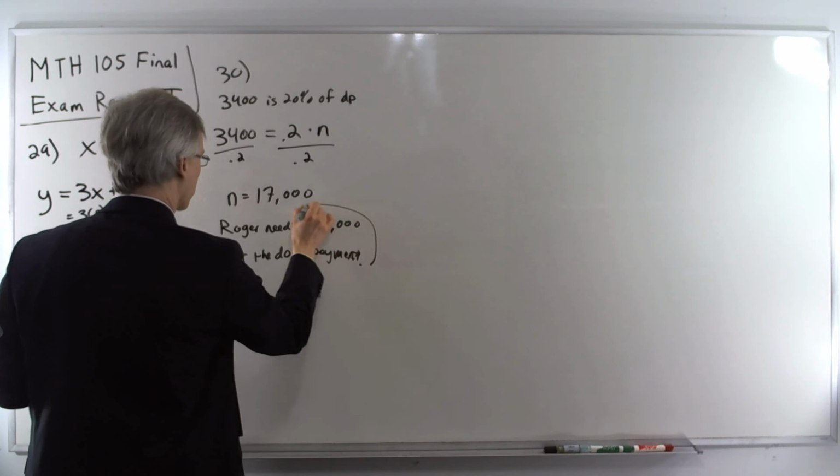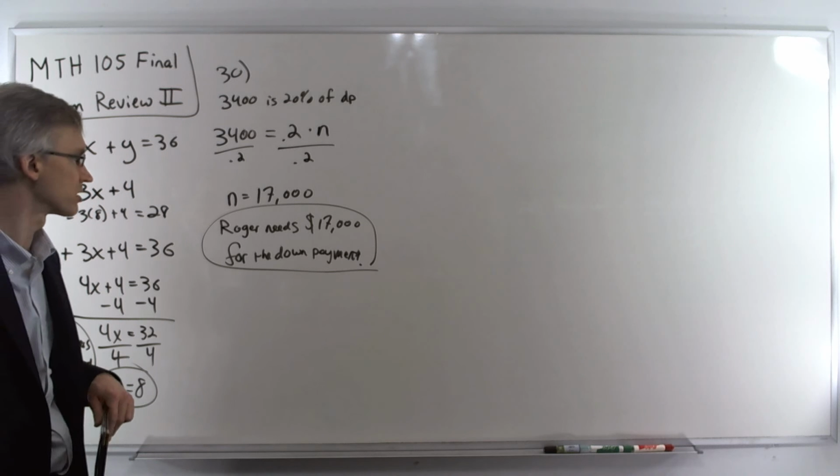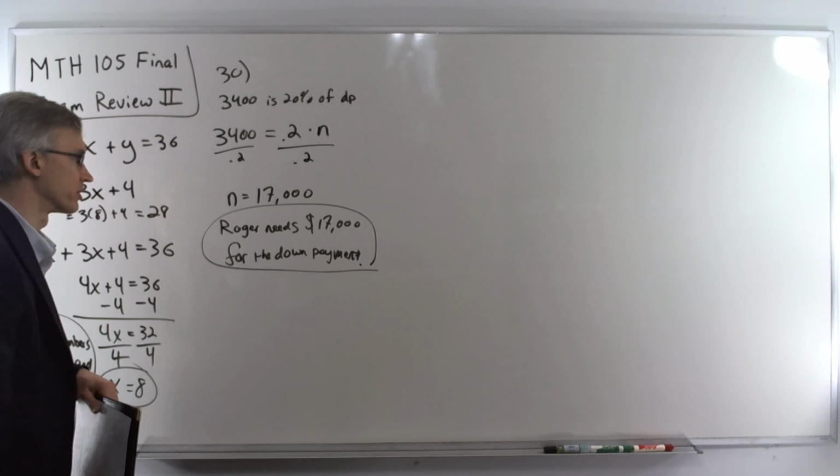I'm going to answer word problems with a sentence. Roger needs $17,000 for the down payment. So we need three things. We need the number, we need the units, and what we're talking about.